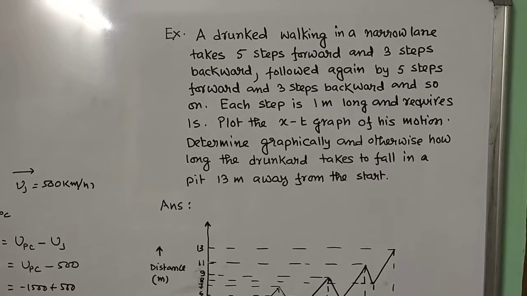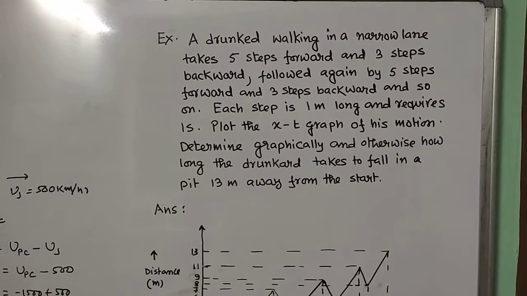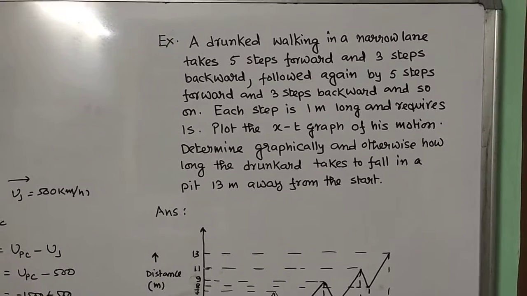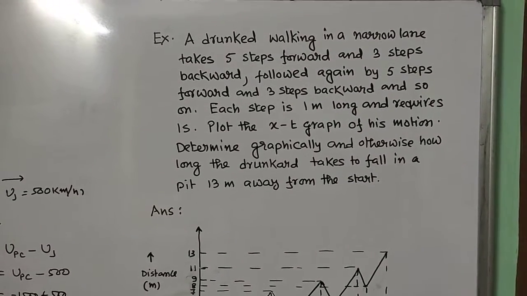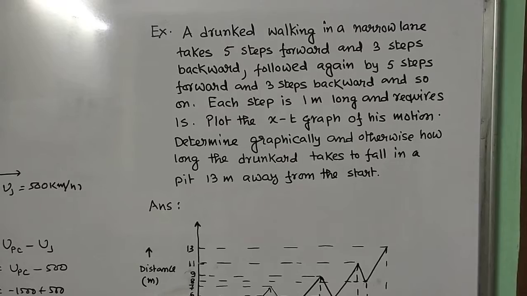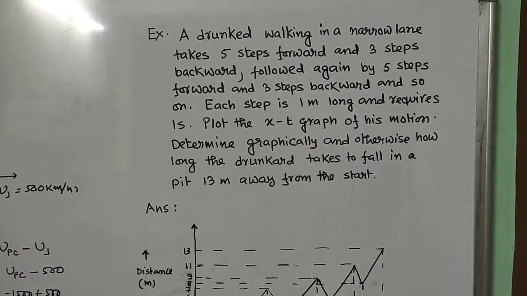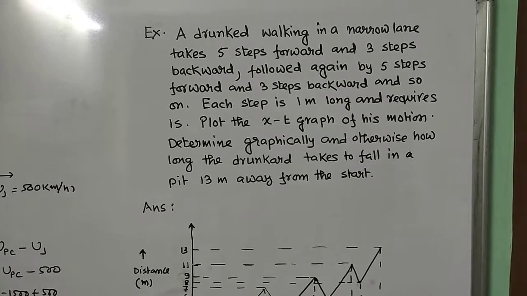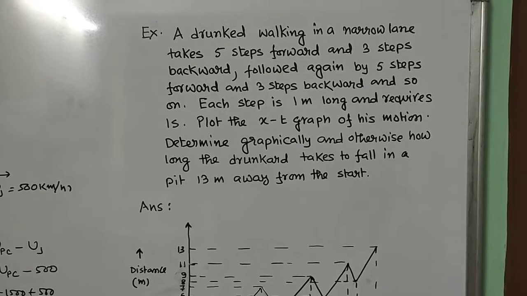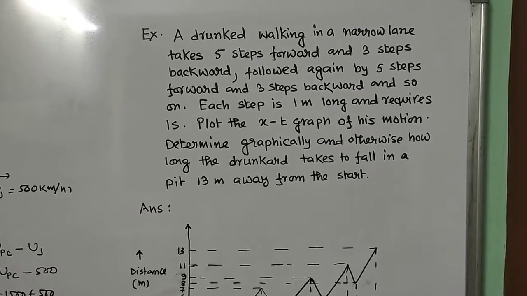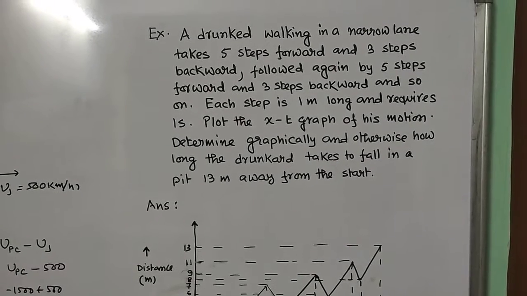A drunk walking in a narrow lane takes 5 steps forward and 3 steps backward, followed again by 5 steps forward and 3 steps backward, and so on. I think you have understood. So a drunk person is walking like this. First of all, 5 steps forward and then 3 steps backward. In this way the person is moving, and the person is repeating the steps, starting with 5 steps forward and 3 steps backward.